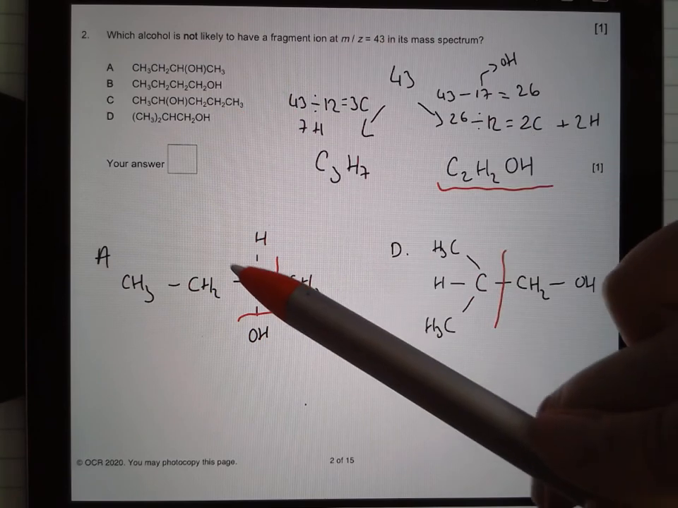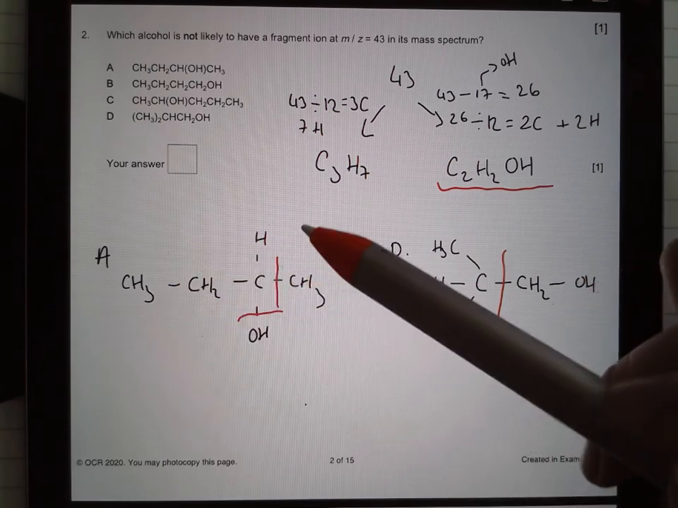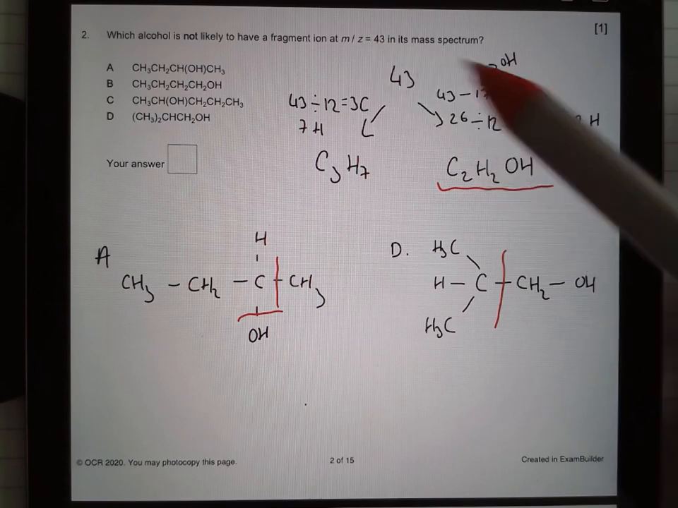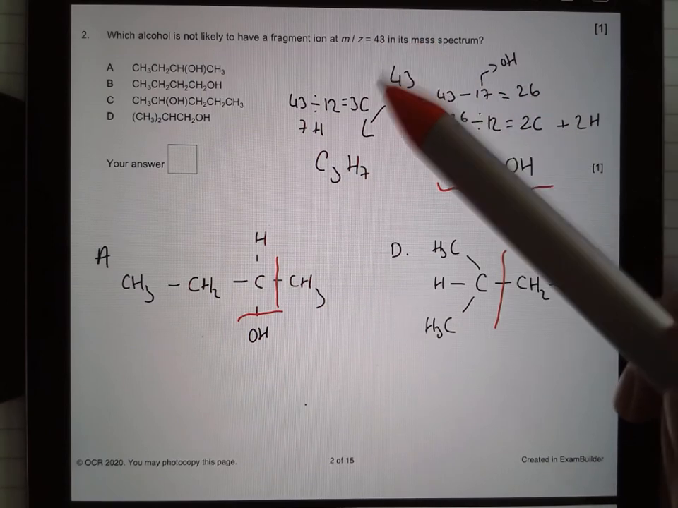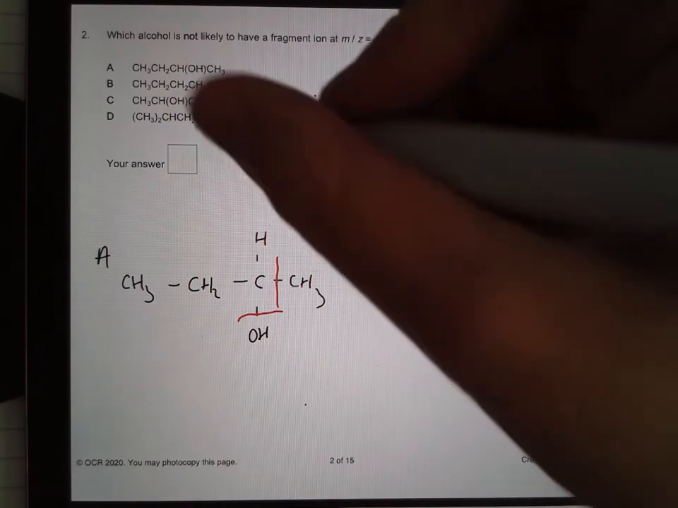In A, no matter which bonds you break, even if you break more than one, you're not going to end up with that C3H7 fragment, so you're not going to have a peak at 43. And there are no other easy ways to get a peak at 43 without breaking multiple bonds. So your answer is going to be A.